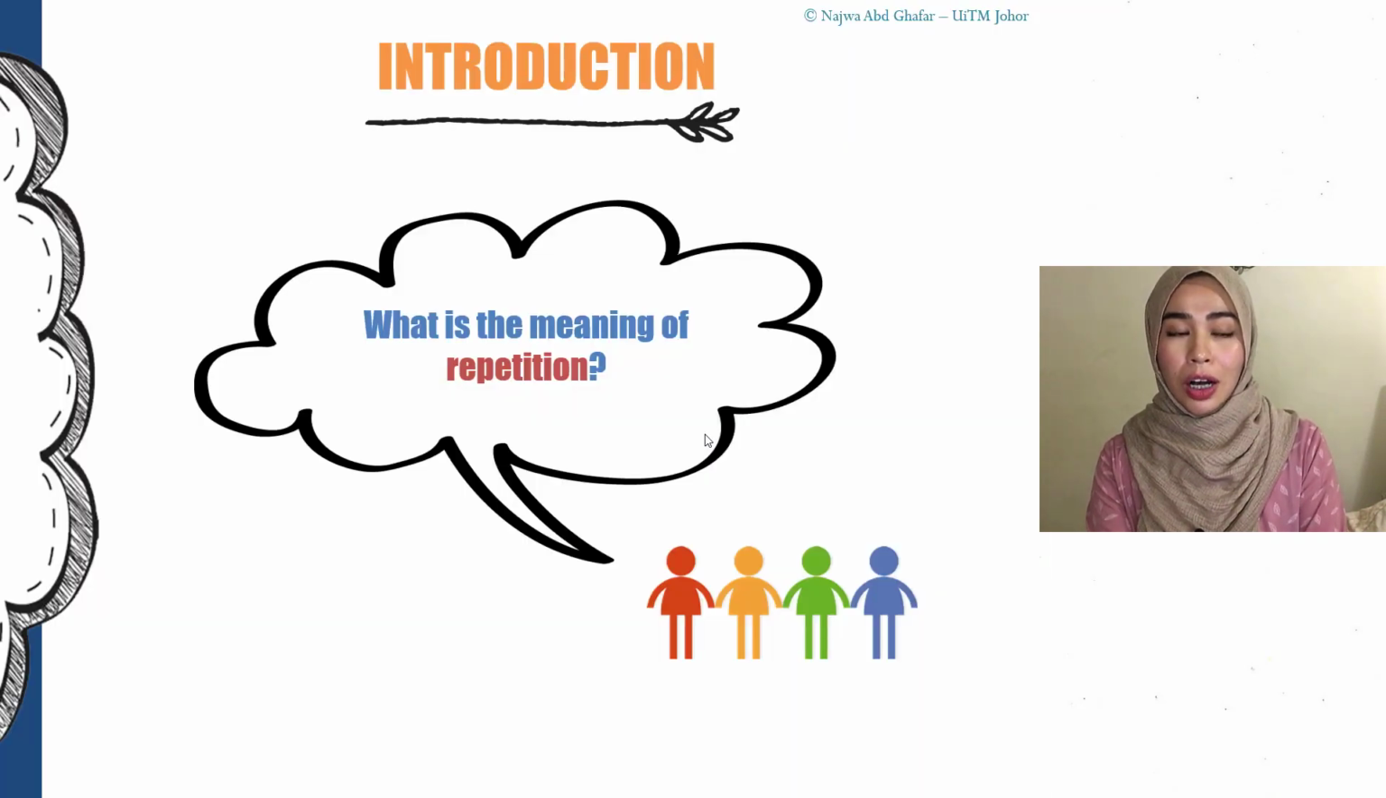So the first question I want to ask you is, what is the meaning of repetition? As we all know, repetition is repeat. We can actually determine what kind of things we want to repeat. Let's say I want to repeat hello 5 times, and I can do that by repeating the word hello 5 times. So it all depends on the programmer how many times you want to repeat a certain thing.